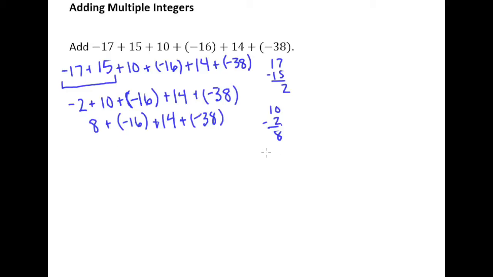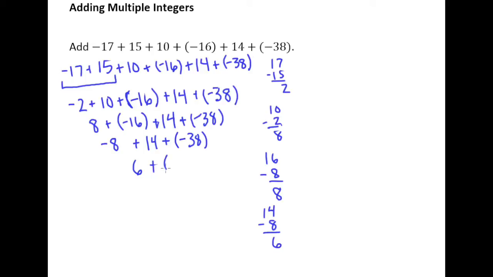8 plus negative 16, again we have numbers of different signs, so we are subtracting absolute values. So this is negative 8 plus 14 plus negative 38. And we're still not there. Negative 8 plus 14, another subtraction situation. The difference of 14 and 8 is 6. So this is going to be a positive 6 because the 14 is a larger absolute value and it is positive.